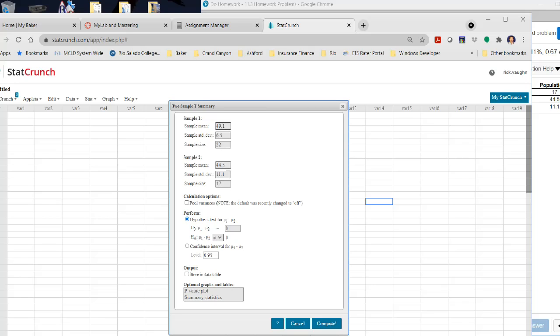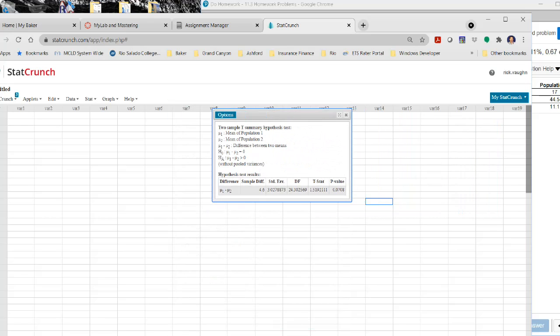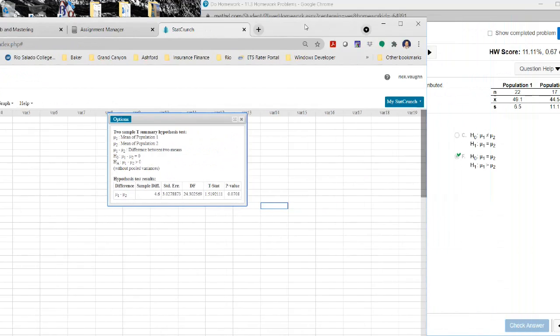You're not going to pool the variances. I'm going to do a hypothesis test with the null hypothesis being equal 0, and the alternative hypothesis being mu1 minus mu2 is greater than 0. You can only do one or the other, so hypothesis test first, and then we'll do confidence interval afterwards. Then I'll press compute. In my output window, I have the T-stat and the p-value, and that's what's going to go into my answers over here in the homework.